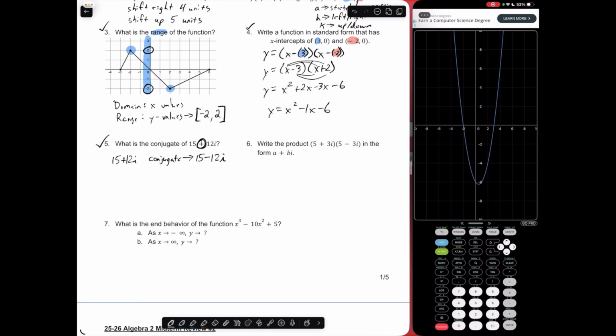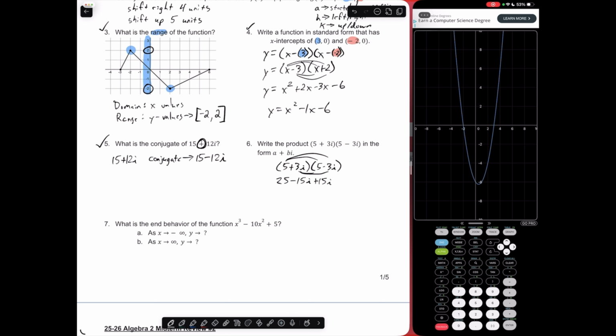Right, number 6, write the product 5 plus 3i times 5 minus 3i in the form a plus bi. Now notice that we have conjugates here. There's something special about them, or I shouldn't say unique, but there's something special in the case where, when you multiply conjugates, all of your i values should eventually disappear.